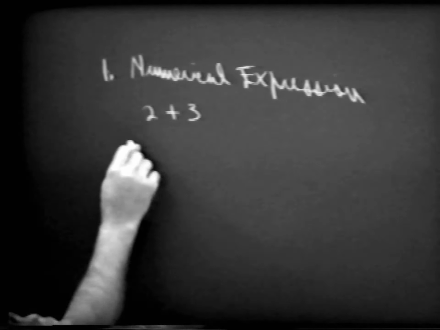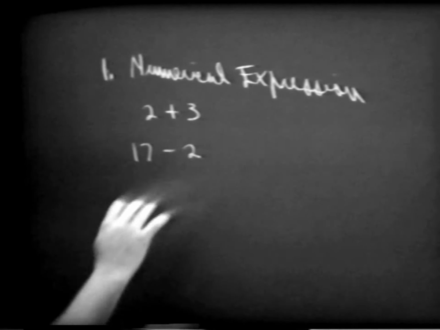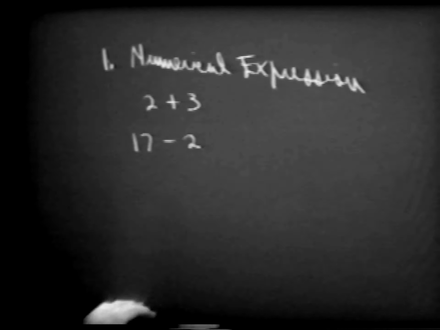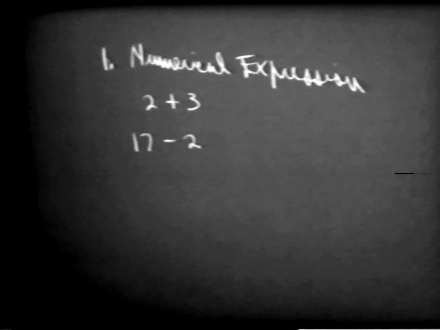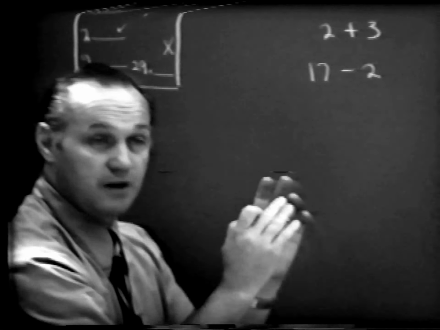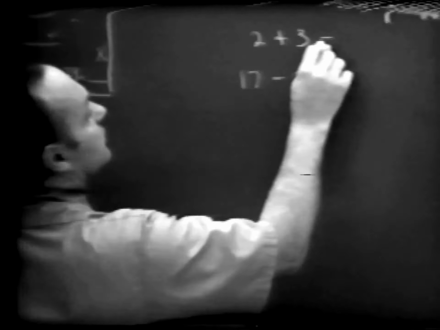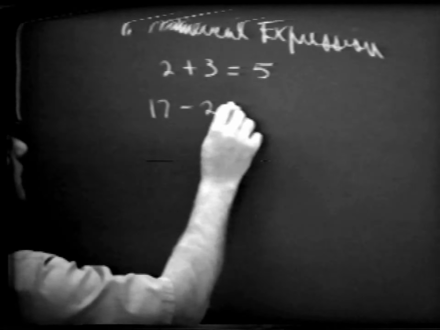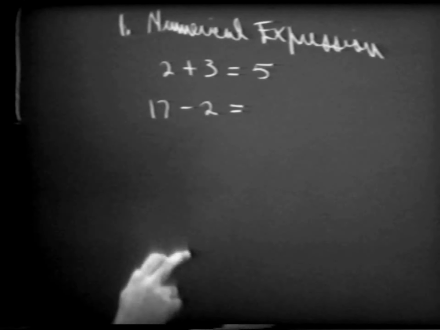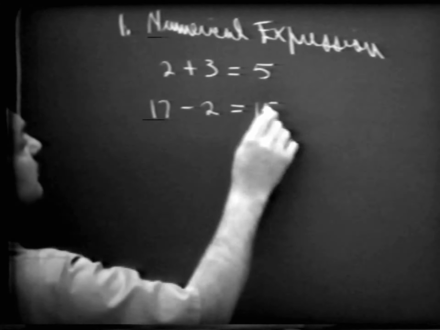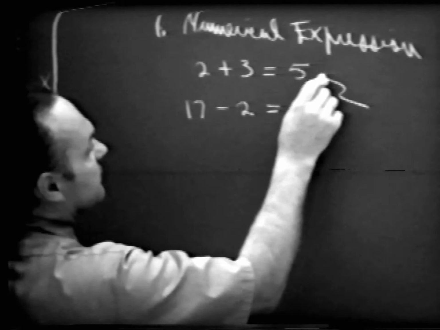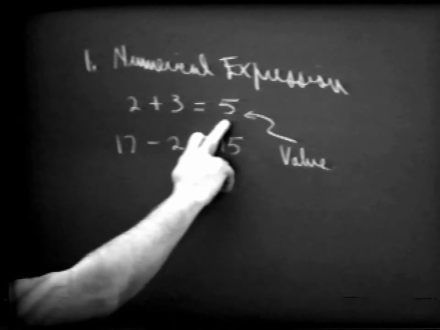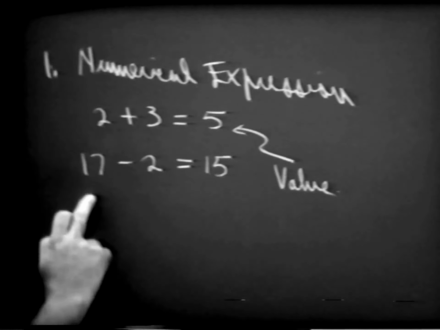Or perhaps another one might be something such as 17 minus 2. And, of course, associated with 2 plus 3, with that numerical phrase or expression, is a number. Is that right? This is a name for some number. And the way in which we usually describe that is to say that this is equal to this number, 5 in this case, and this is equal to some number. In this case, it's the number 15. And we call this the value of that expression, okay? The number here is the value for this expression in each case.